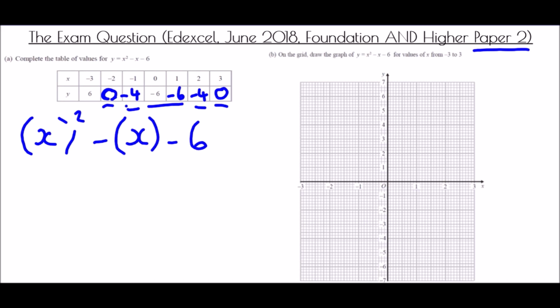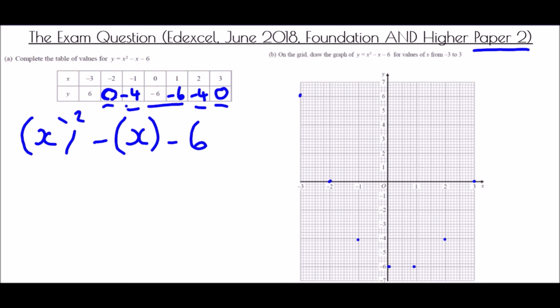Okay, so all we need to do now is plot those points onto our graph. So -3, 6 is there. -2, 0. -1, -4. 0, -6. 1, -6. Oh, let's just undo that. And 2, -4. And 3, 0. And if we have a look at those points, they do look nicely neat.